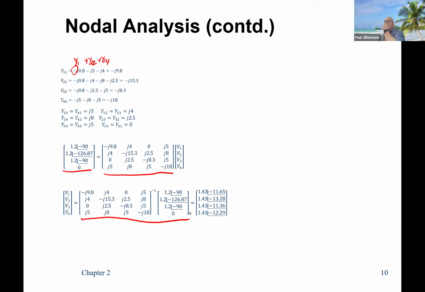And then we multiply by the current. Everybody remember how to enter the currents in MATLAB? Using Euler's identity, M e to the j theta.